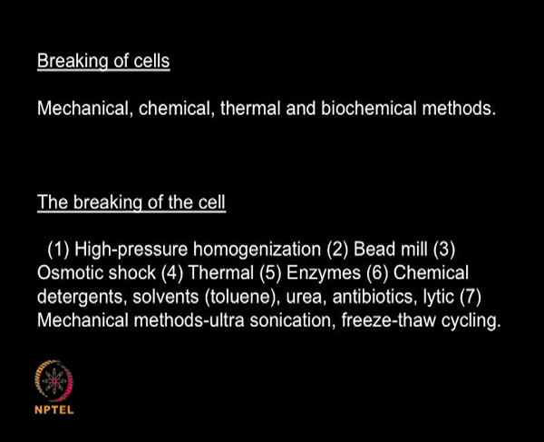So to sum up, you can use high pressure homogenization, you can use bead mill, you can use osmotic shock, high temperatures, you can use enzymes to destroy the cell walls, you can use chemical detergents like solvents, toluene, urea, antibiotics, mechanical methods like ultrasonication, even freeze thaw cycling type of methods you can use. Let us look at some of them which we have missed out in the previous classes.